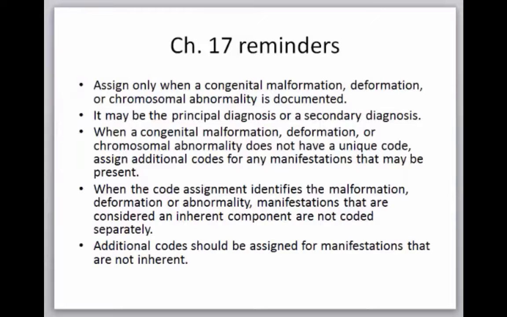Now for a couple reminders for Chapter 17. We're only going to assign Chapter 17 codes when there is documented evidence of a congenital malformation, deformation, or a chromosomal abnormality. Chapter 17 codes can be principal or secondary depending on the circumstances of the admission. If you have a doctor documenting a malformation that does not have a code, then you are going to assign any codes you need to capture that manifestation.